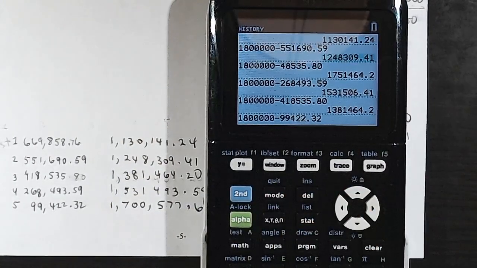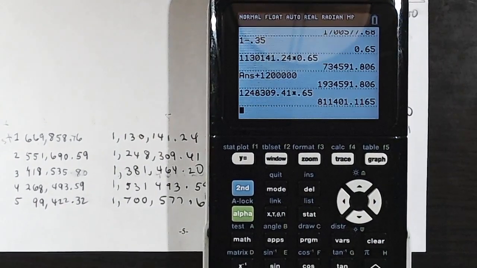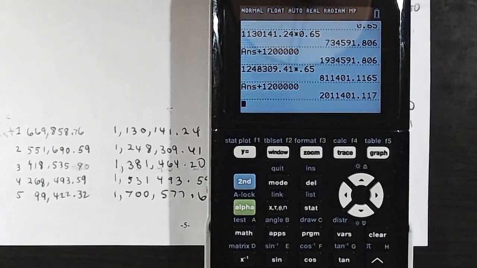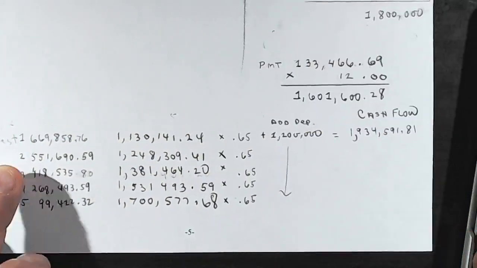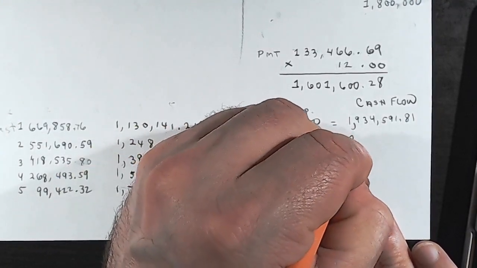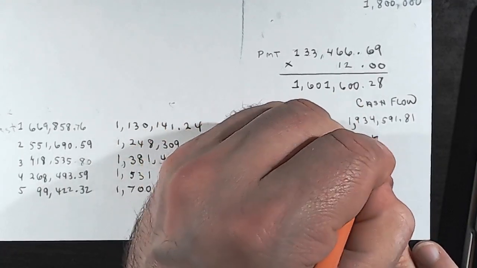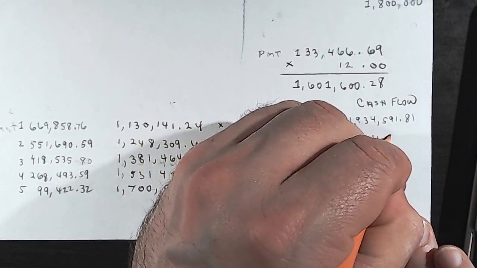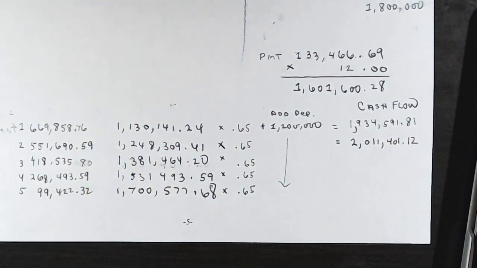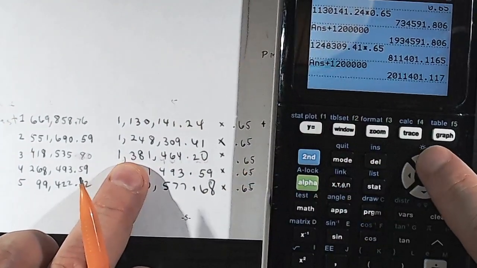Here it is. Take that times 0.65, enter, plus 1,200,000. Okay, 2 million. Okay, this second year is 2,011,401.12. Okay, year three. That's that 1,381 number.